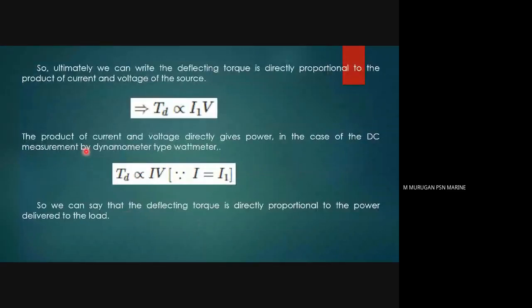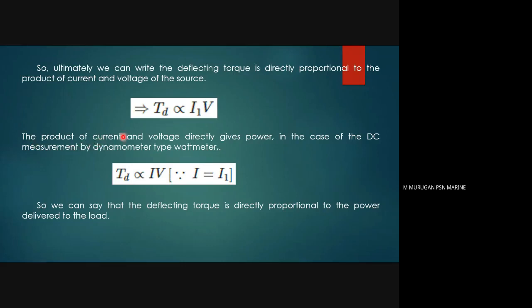Ultimately, we can write that the deflecting torque is directly proportional to the product of the current and the voltage of the source. Generally, we can say that by means of the voltage coil and the current coil, flux is produced in the two coils. The interaction of the fluxes gives the value of the deflecting torque. So the deflecting torque is directly proportional to I1 and V.